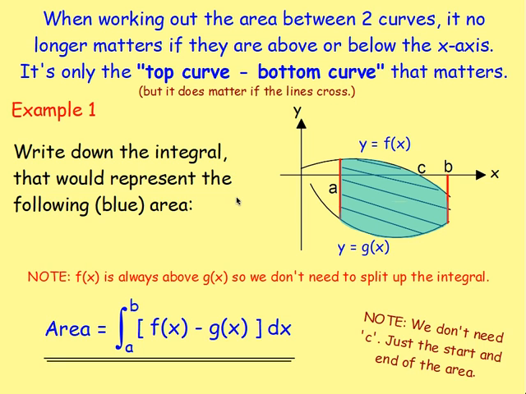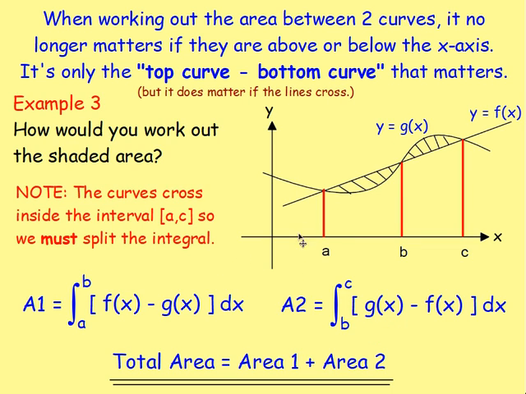So when you want to work out the area between two curves, it no longer matters if they're above or below the x-axis, just like it did in the last lesson. Here, all that matters is that you do top curve minus bottom curve. What you have to look out for, though, is if the lines cross. In this case, obviously the two functions don't cross within the blue area that you want. So all you do is top curve minus bottom curve, so f of x minus g of x. Integrate that between a and b. This value of c, where you are crossing the x-axis, is no longer relevant. It's not important. All that matters is the start point and the end point.